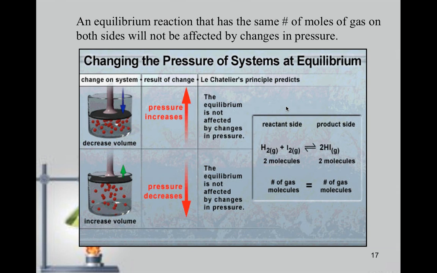So an equilibrium reaction that has the same number of moles of gas on both sides will not be affected by a change in pressure. In this example, we've got 1 plus 1 is 2 moles of gas on the reactants, and we have 2 moles of gas on the product side, which means they're equal. So if you increase the pressure or decrease the volume, or decrease the pressure or increase the volume, there will be no change to equilibrium. If you were asked that, the reaction would not shift, it would be no change.